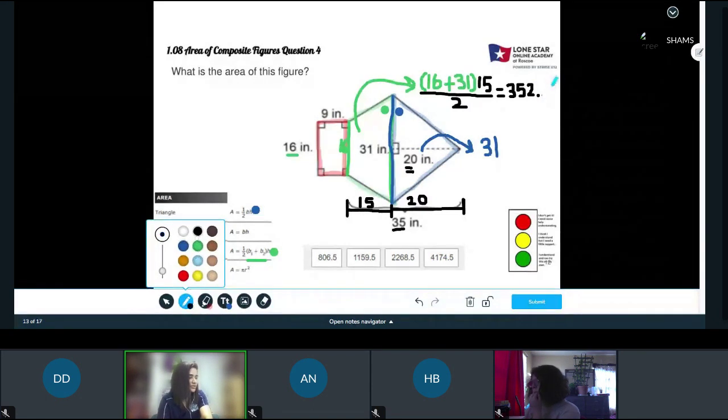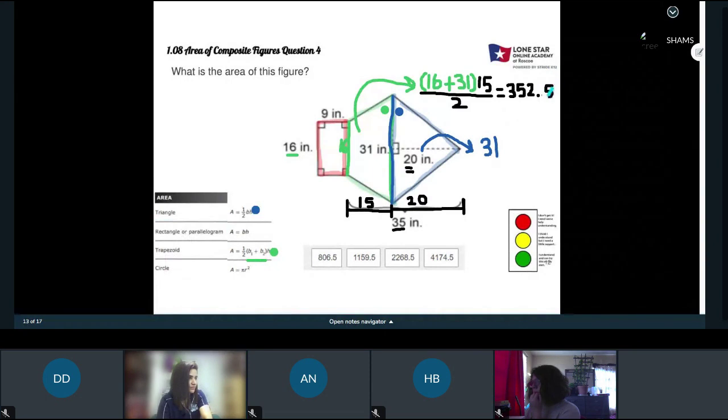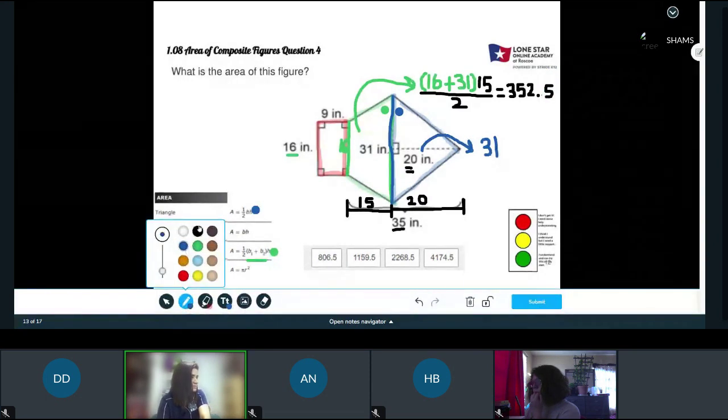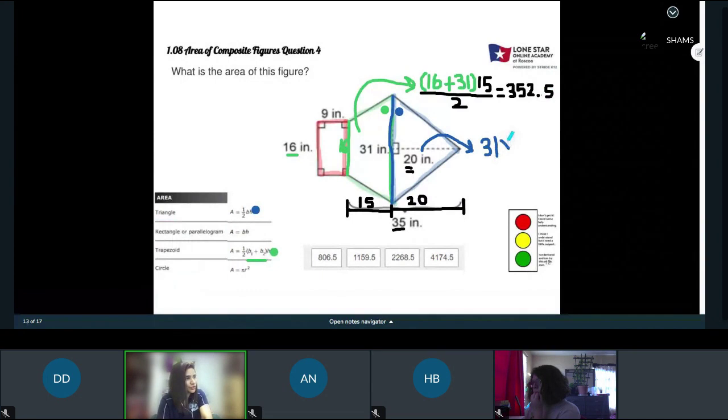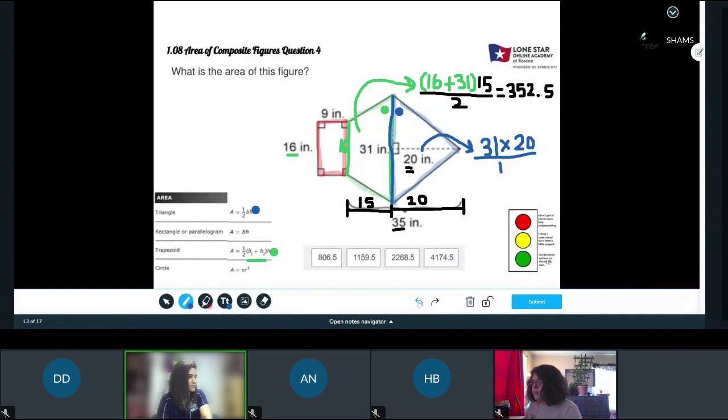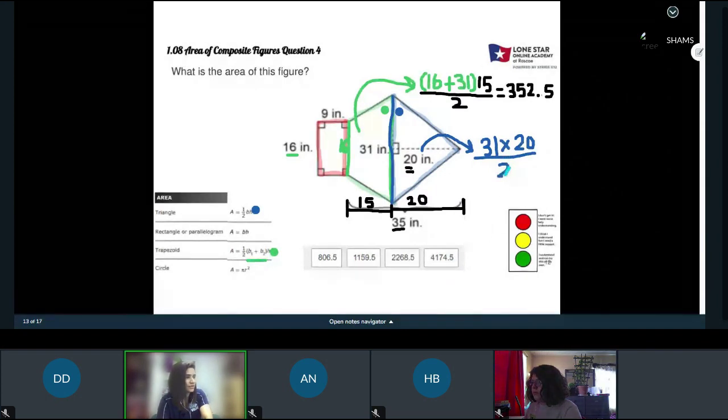And 352.5. Then for the triangle, base is 31. Height of the triangle is 20. You multiply them, divide by 2. Because I'm going to divide ahead of time, I know the answer will be 310. Let me fix it. And the area of the triangle will be 310. I've got 2 of the areas already. I need the third one.